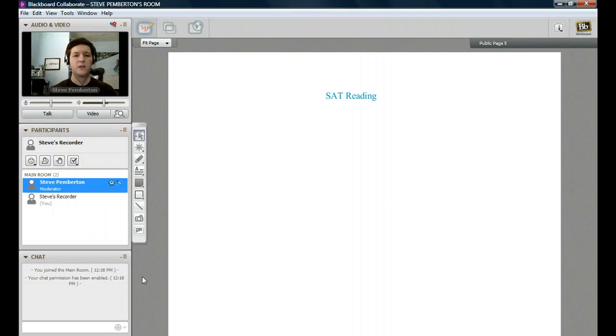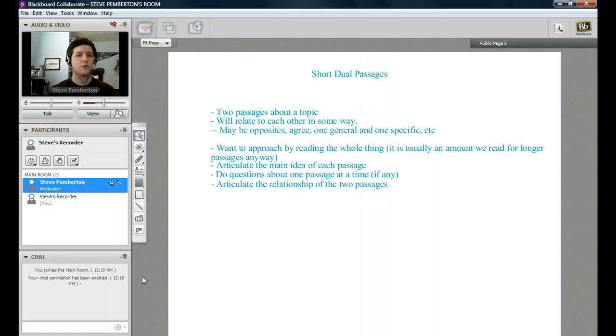Okay, we want to look at SAT reading now, and today we're going to look at short dual passages. Now this will build off of our previous conversations about short single passages and long single passages, because there's an extra twist to these. But first, let's remember what these passages look like. So these are when you have two passages about a single topic, and the topic will be related to each other in some way. It may not be identical, but they will be interconnected in each of the passages.